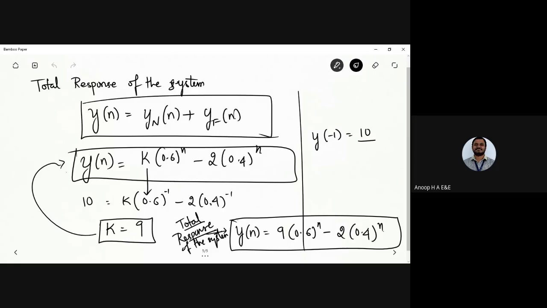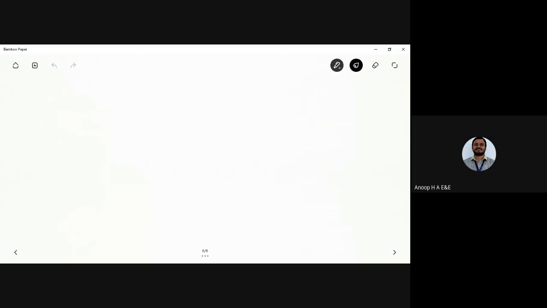To find out the constant k, take the initial condition given in the problem, y of -1 equal to 10. I can substitute the value of the initial condition to find out the value of k as +9. So the total response of the system would be 9 multiplied with 0.6 power n minus 2 multiplied with 0.4 power n. So with this note, I would like to give two more problems.